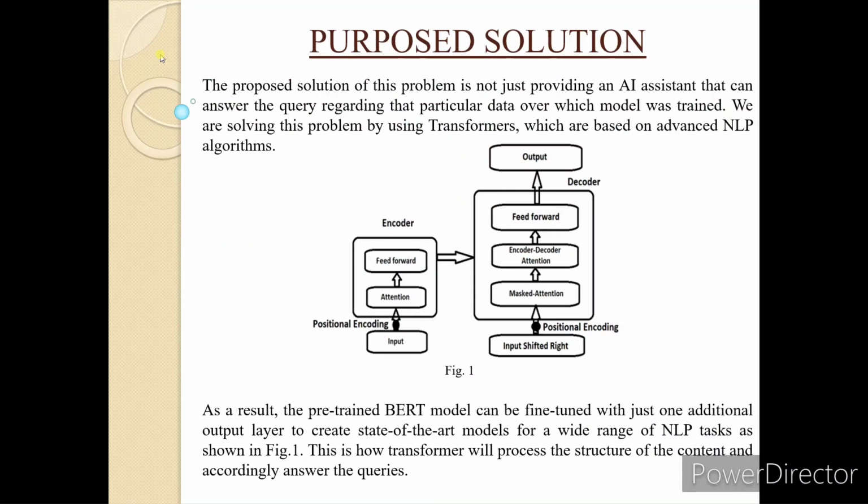Similarly, the decoder also has some subunits and layers within it. It has three layers. Two layers are the same as in the encoder: first is self-attention and feed forward. The third one, which is different from the encoder, is encoder-decoder attention. So now, using these, we tokenize our text into tokens and store it in an array.